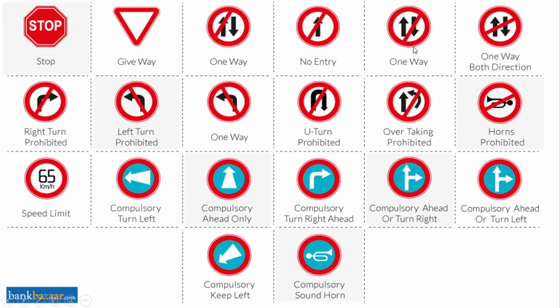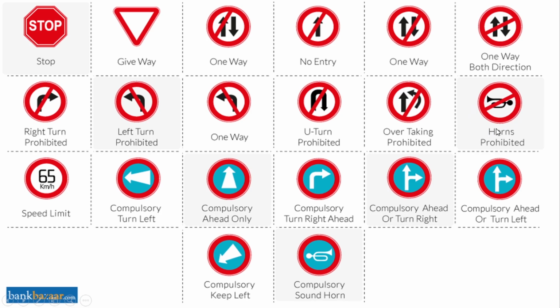That means you are not supposed to enter that particular zone. This is also a one-way symbol. This was in the downward direction. This is in the upward direction. This is one way in both directions. Okay, that means only that side should be in. It can either be upward or downward. This is no right turn allowed, no left turn allowed, one way, no U-turns. Here, no overtaking. You can see the symbol, no overtaking.